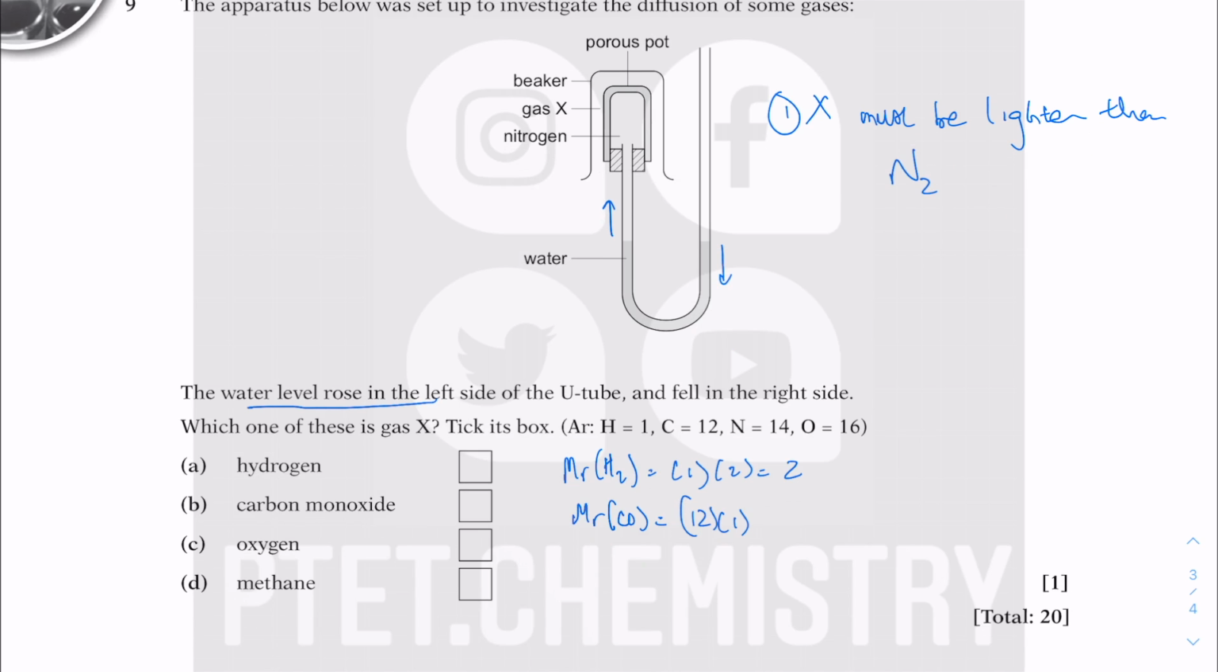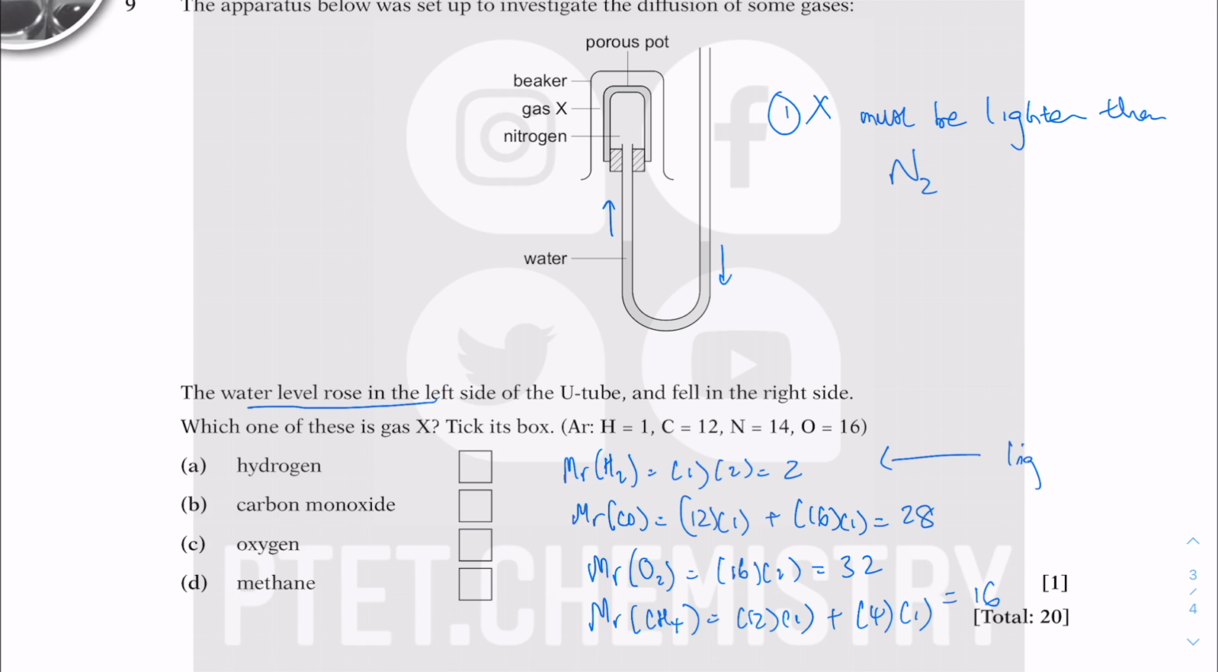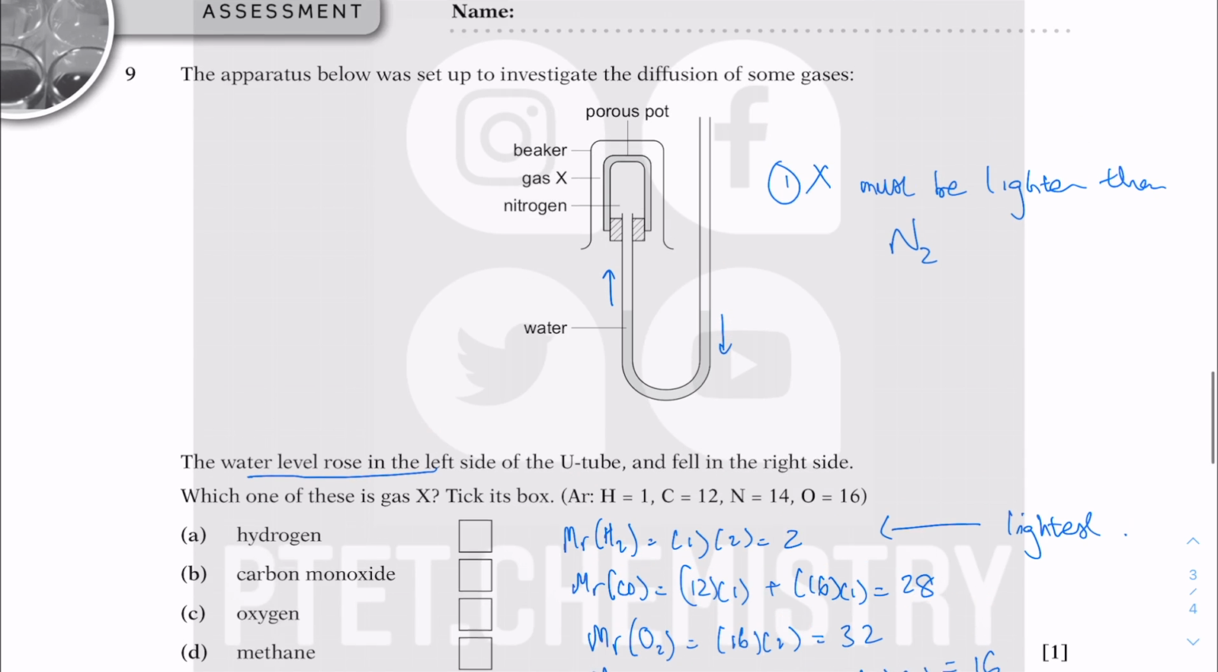CH4 is methane, so I'm just working out the relative molecular mass, something you'll be able to do if you know the formula very well, and something that you ought to be able to do a few months from now. So 12 times 1, because you have 1 carbon atom, and then 4 hydrogen atoms, so 4 times 1, that gives you 16. If I have hydrogen, being the lightest, it would diffuse very quickly.